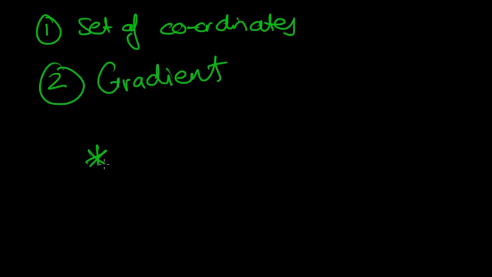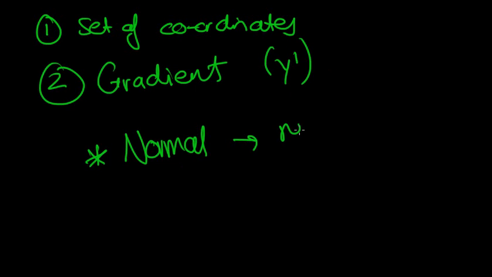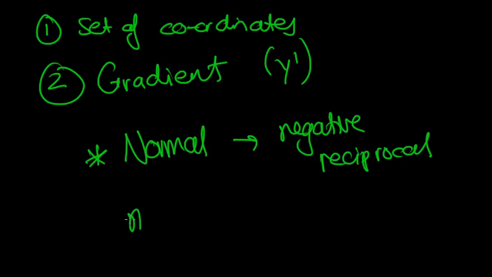And be careful, because for the normal, once we've found our y dash, we need to make sure we take the negative reciprocal, remembering that m1 times m2 equals negative 1, because the normal is perpendicular to our tangent.